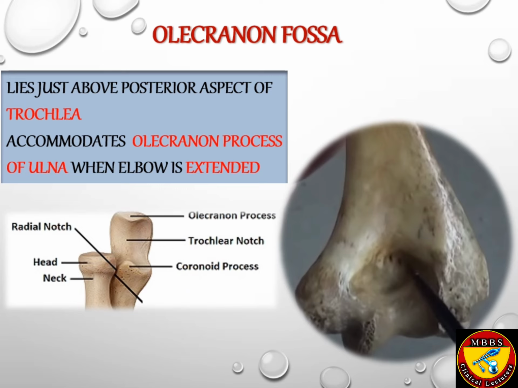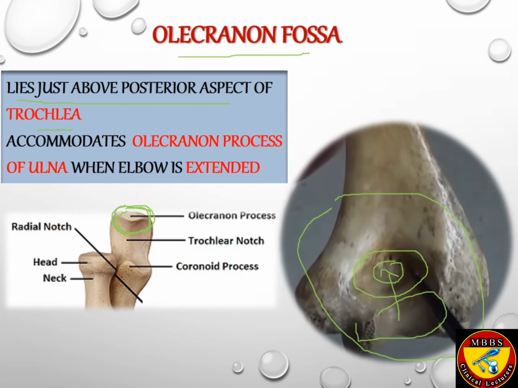Now, olecranon fossa, this is the olecranon process. This is the olecranon process of the ulna, and this is the olecranon fossa of the humerus on the posterior aspect. This part of the olecranon process fits within the olecranon fossa when the arm is extended. It lies just above the posterior aspect of the trochlea. This is the trochlea. This is the posterior surface of the humerus. Just above the trochlea there is a depression that is called the olecranon fossa. It accommodates the olecranon process of the ulna when the elbow is extended.